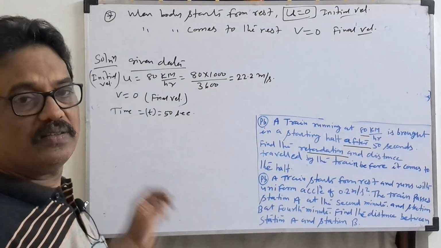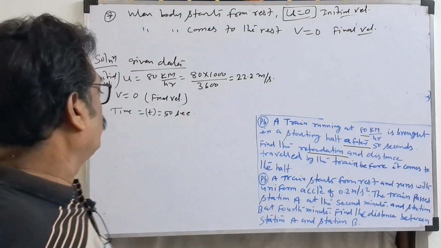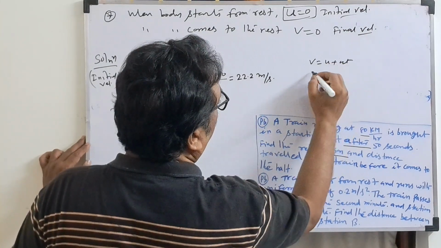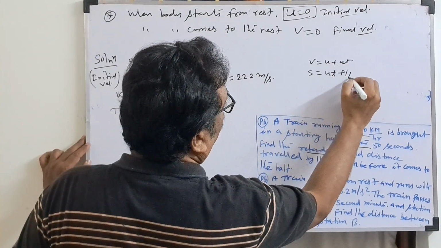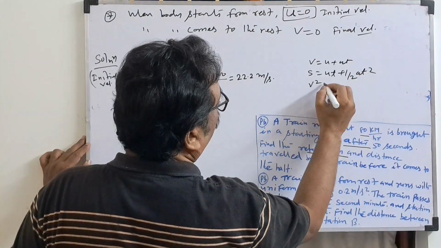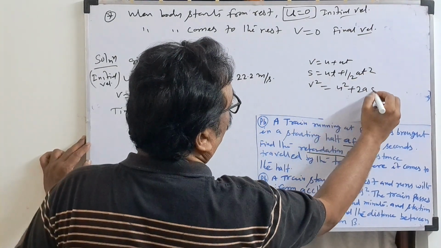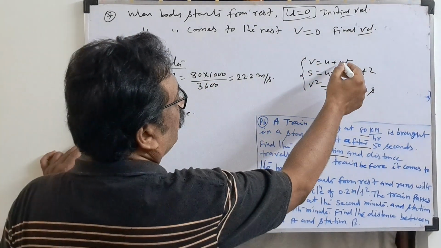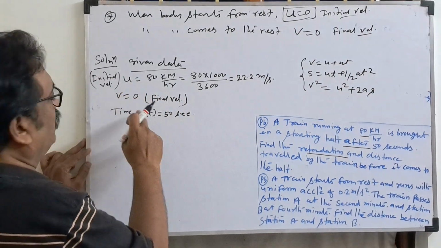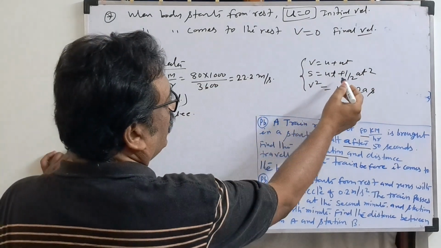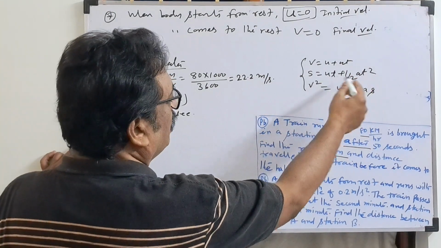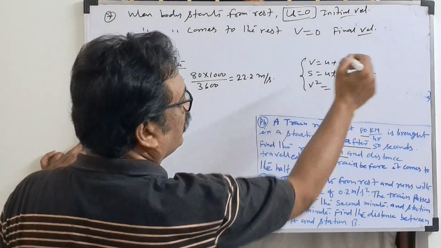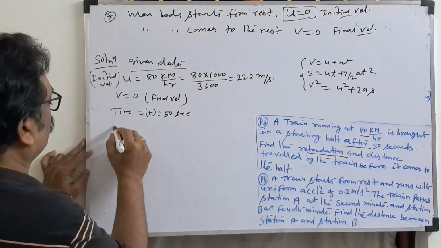Retardation is nothing but negative acceleration. So first we know the three formulas. Again I am writing these three formulas: v is equal to u plus at, s is equal to ut plus half at square, and v square is equal to u square plus 2as. Based on these three formulas we can solve. Listen here. In the first formula, u, v and t are given. In the second and third formulas, s and a are two unknowns, so we cannot use those. So the first formula we can use.